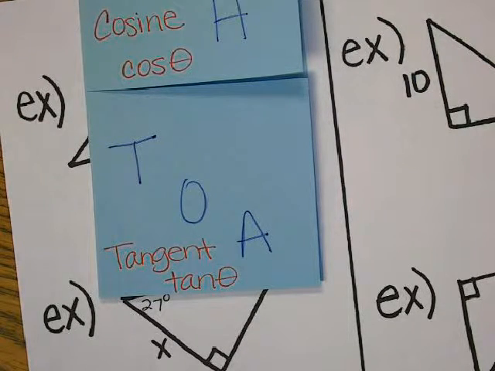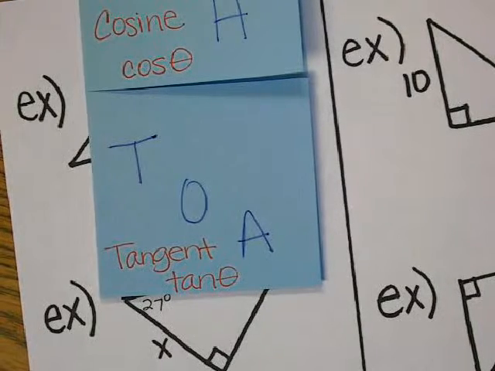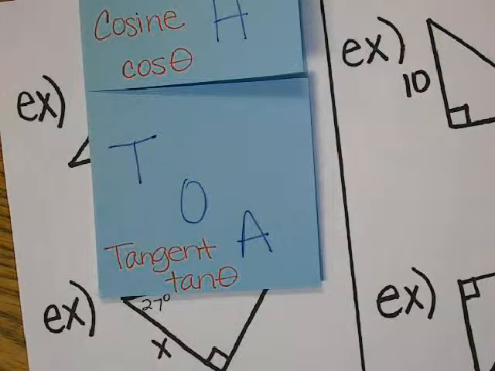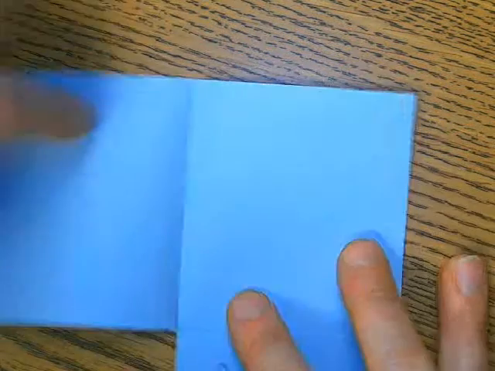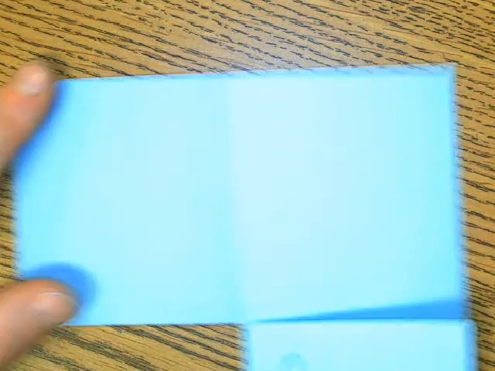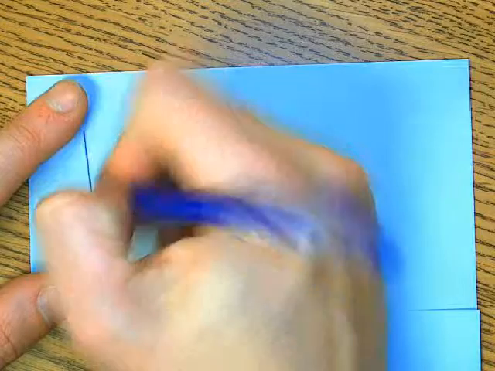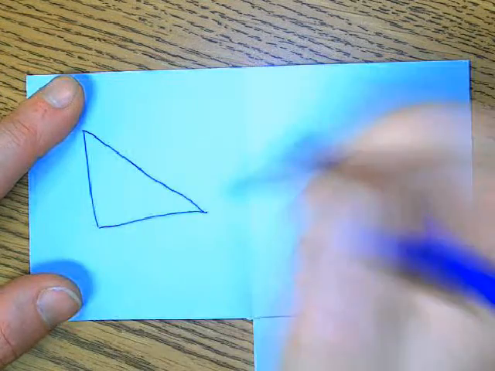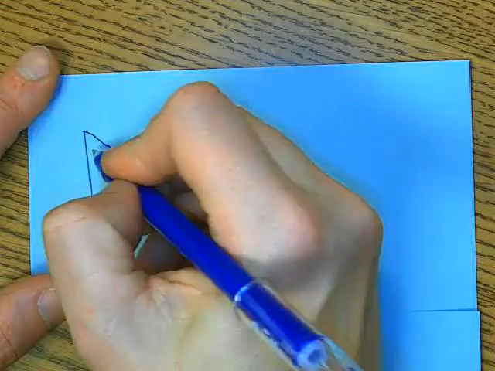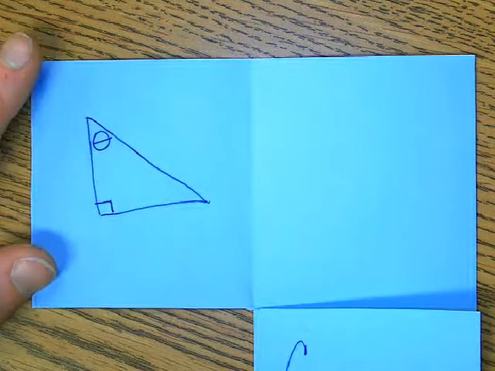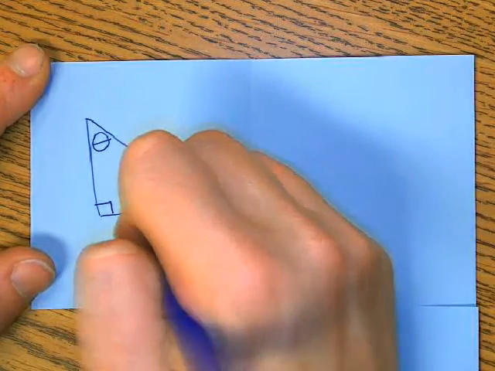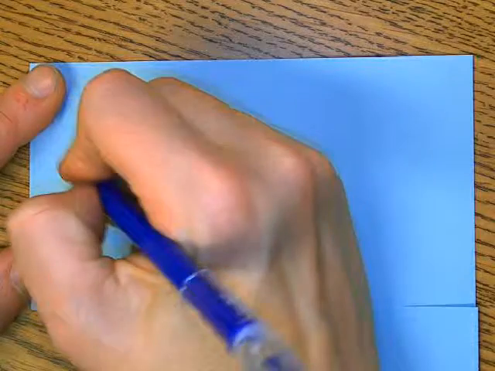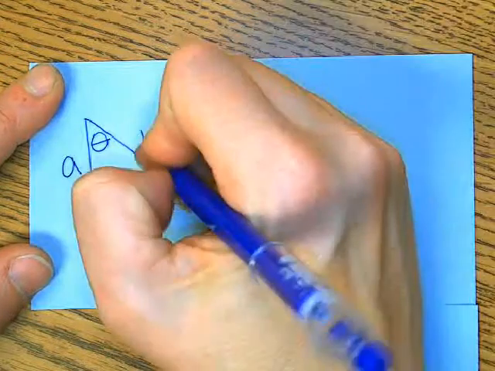And on the inside of this, we're just going to draw triangles to give us a little bit more of a heads up. You should probably be pretty good at this by now, but it's okay if you're not. So on this side we're going to draw a right triangle. We're going to label theta up here, and then figure out what our sides are. This side is opposite, this side is adjacent, and this side is hypotenuse.